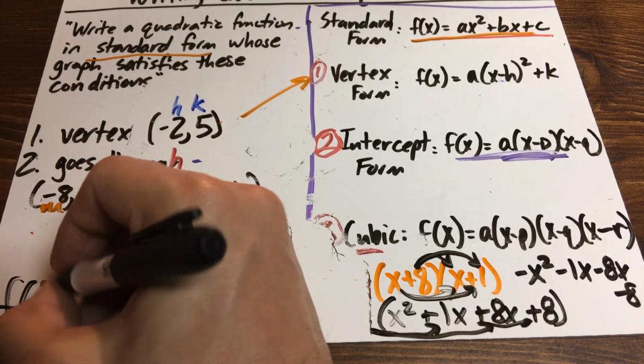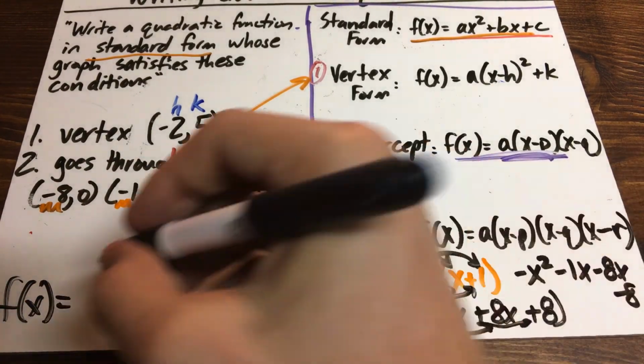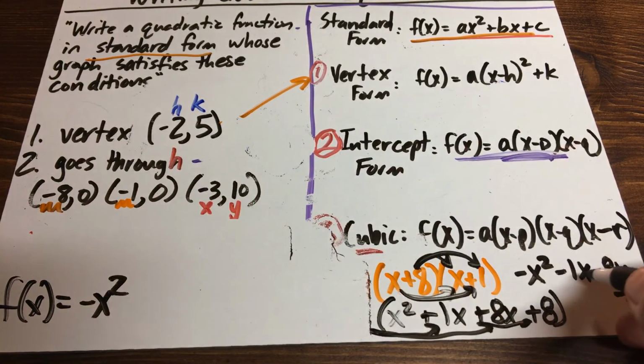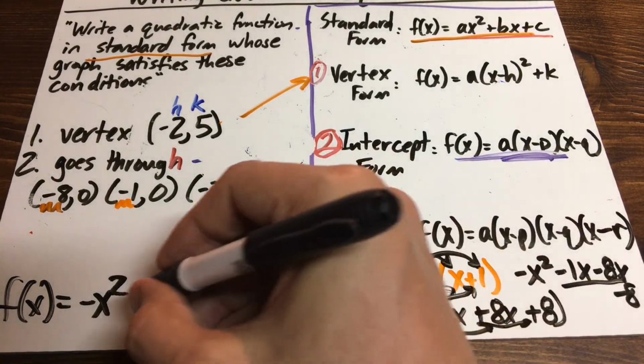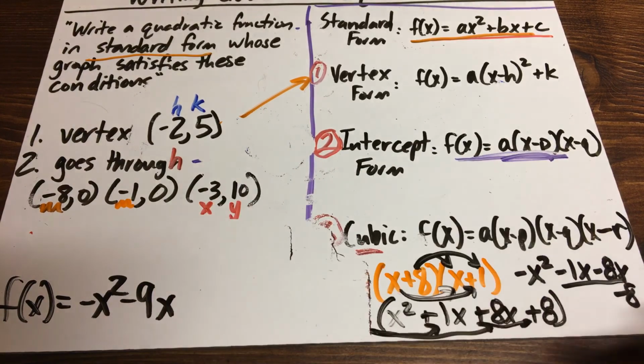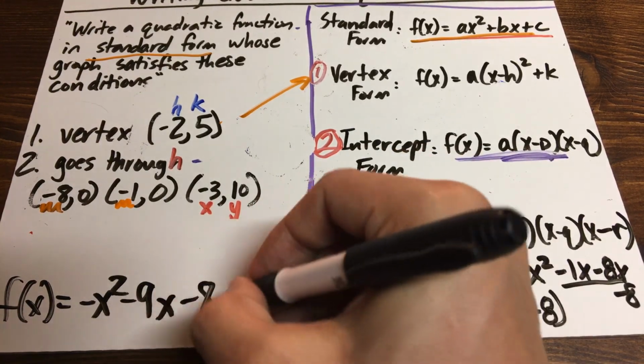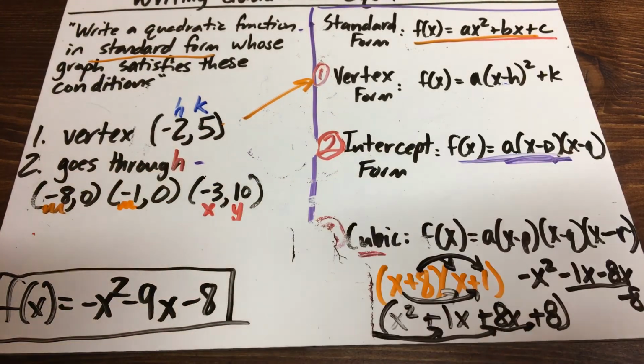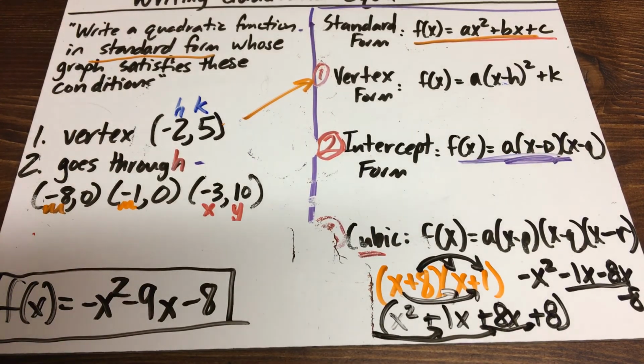Your final answer is going to be this. You're going to have negative x squared. And then you're going to combine these two together, right? Negative 8 and negative 1 make negative 9x, and then this minus 8 is at the end. And that is going to be your answer, and that's going to be super crazy hard.